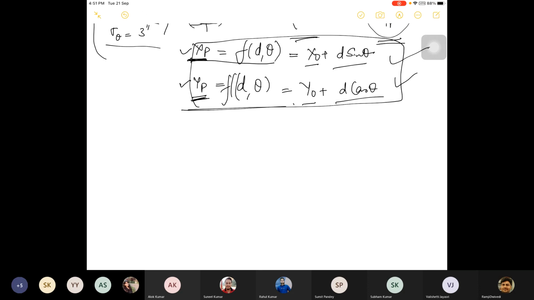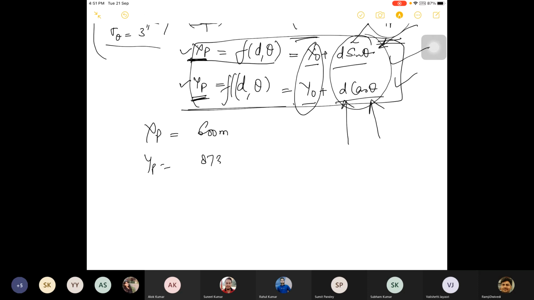Now you have this kind of observation, where you have a certain constant and a variable which is multiplied in nature. So how would you find the xp? Just by putting the value of d and theta. How would you find the yp? Just putting the value of d and theta. So your xp would come somewhere around 600 meter and yp around 873.2 meter. So that's how you compute xp and yp.